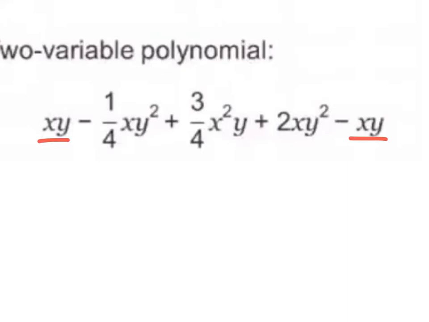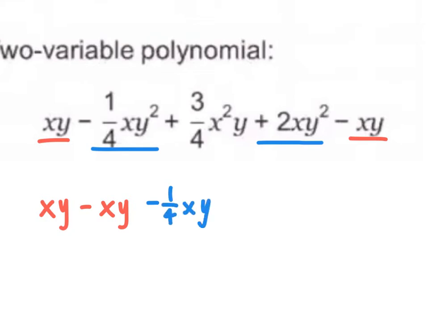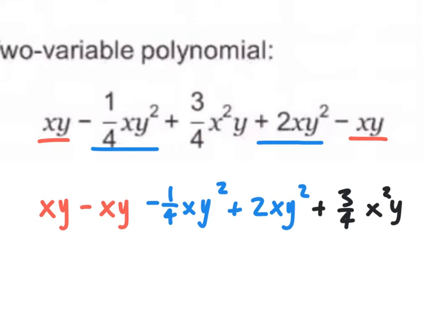The other one that I can combine that I noticed is this term here with an x and a y squared. I also noticed that I have that same type of term over here, x and y squared. So now I'm going to put all these together. I'm going to put xy out front, this first one, and then I have minus xy. The next one I have is minus 1/4 xy squared, and then plus 2xy squared. And then the last one that I have is plus 3/4 x squared y. Now, there's no other term that's like that, so I'm just going to keep it the way it is.